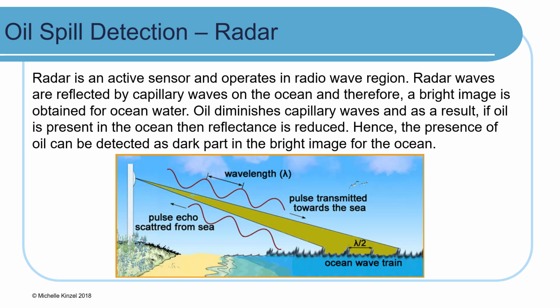So here you can see a wavelength measured as a lambda from crest to crest. There's a pulse that is transmitted towards the sea, and then there's an echo that is scattered back towards the instrument. Knowing the physics of how fast that wavelength is moving, you can determine distance, and you can also be looking at the qualities of that oil spill detection.